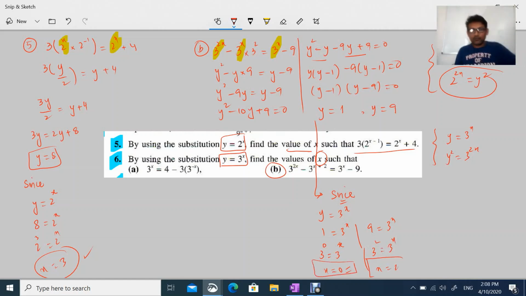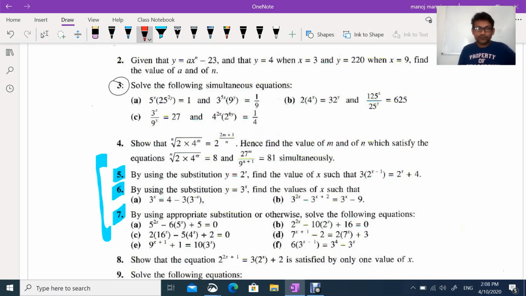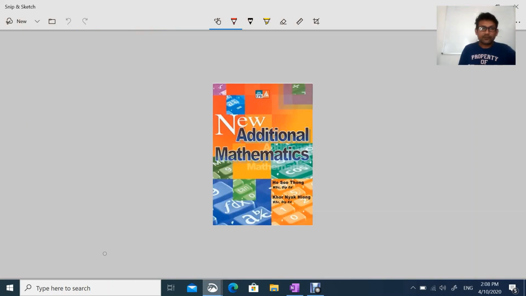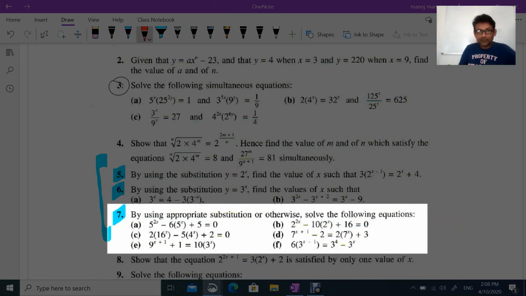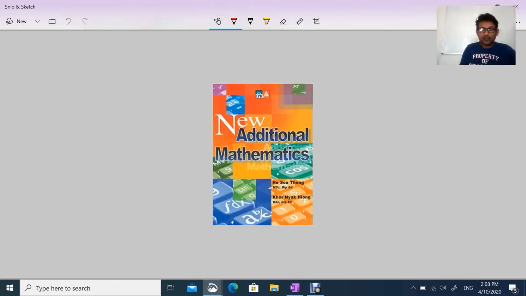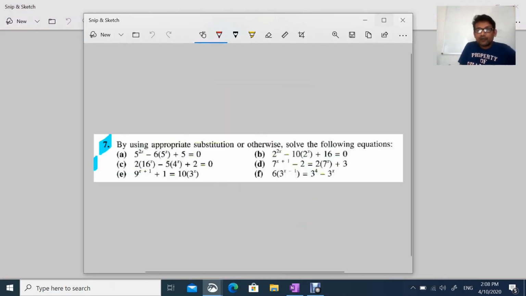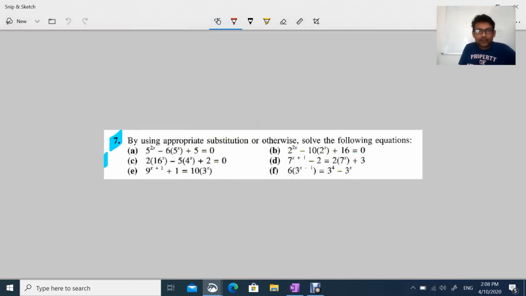And the same thing we have in question number 7. When I copy this question number 7, I think it is the most important question we have in the examination, and you will find it especially with logarithms. The first thing we should know is how we can convert, like an appropriate substitution.